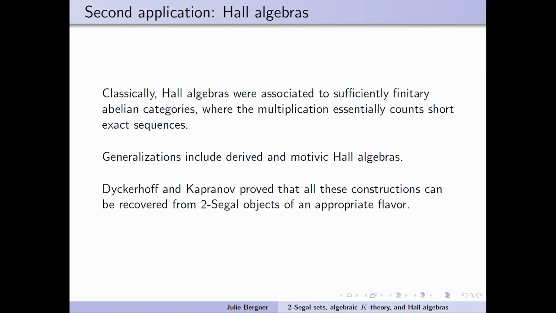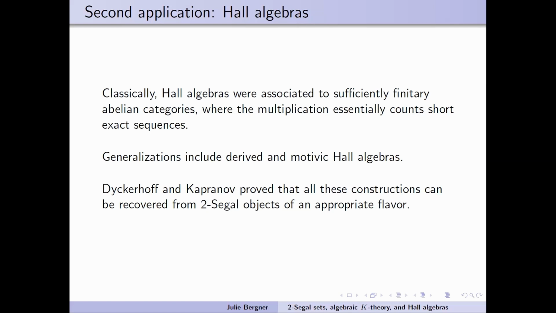So on to the second main application. So classically, Hall algebras. So these are associated to some nice abelian categories, sufficiently finitary, where the multiplication essentially is counting short exact sequences. So again, we're seeing short exact sequences popping up. It's maybe not entirely unrelated to things that were used before. Finitary is basically counting, so that we actually get a number when we count the things, and things are well defined. So these classical algebras, there's generalizations: derived Hall algebras, motivic Hall algebras, things like that.